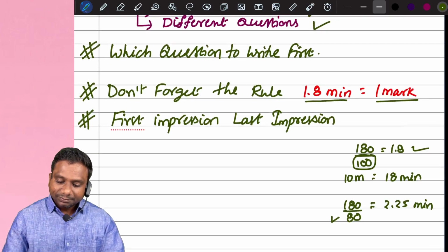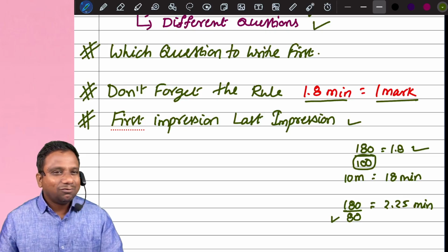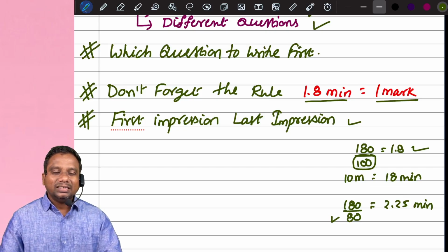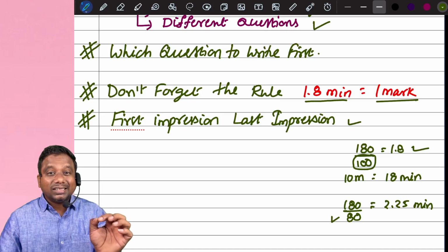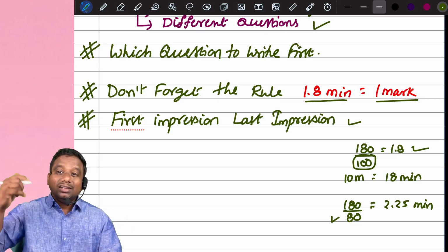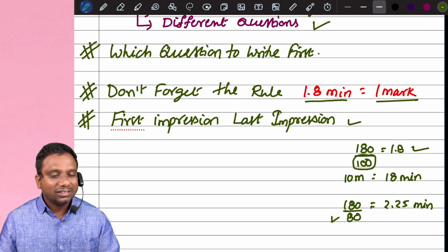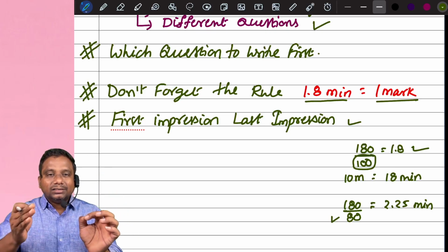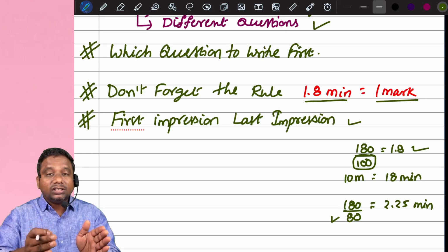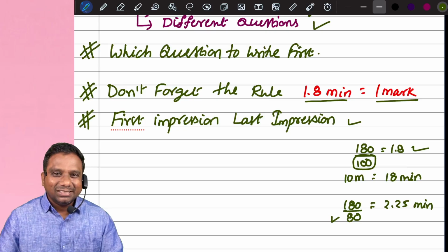Now, don't forget this. First impression is the last impression. The first impression is the best impression, sir. No, students. In professional courses, don't think that if my first question is correct, they will automatically correct the next questions without looking at the answer or the presentation. No. The impression of the valuer will carry from first to last. Is it clear? Yes, sir.